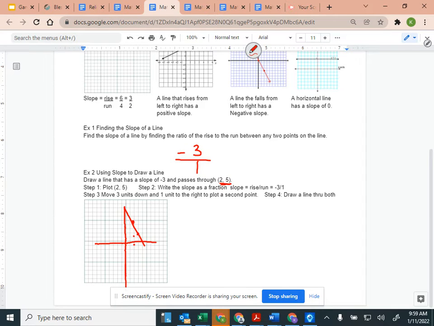So if you know the slope and you know one coordinate ordered pair, you can draw a line. You graph that ordered pair, you do your rise over run to get another point, and then you connect them to draw your line.